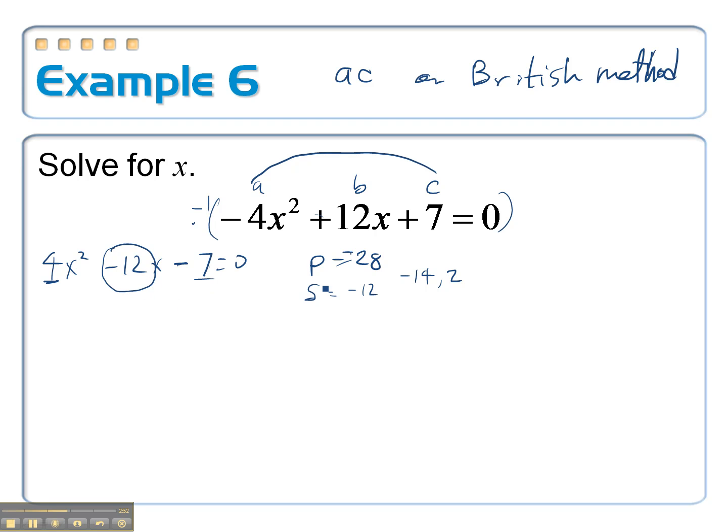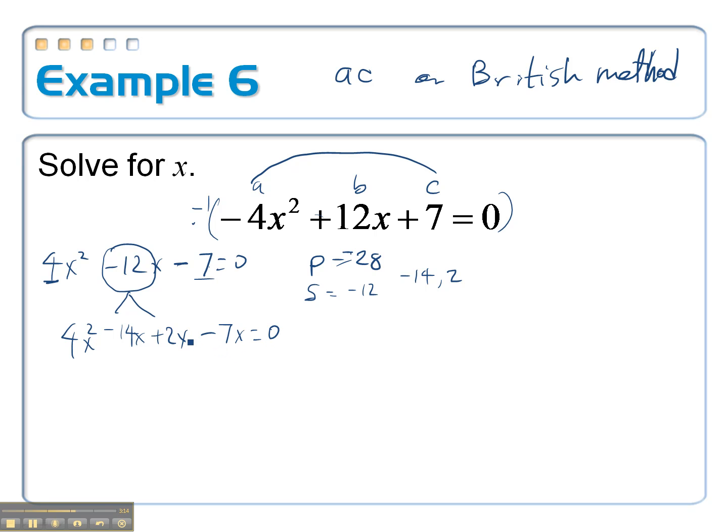Okay. Now, instead of just using this negative 14 and 2 inside the parentheses, what you have to do is you have to use those two factors to expand this middle term. Instead of writing negative 12x, you write negative 14x plus 2x. So if I add those two things together, I get that negative 12x. Now let me write down the rest of the equation. 4x squared minus 7x equals 0.